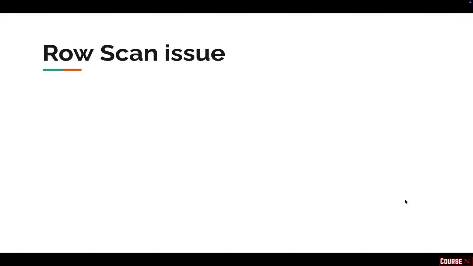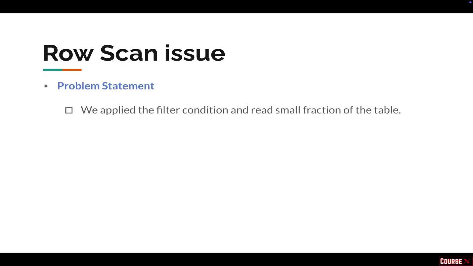Welcome back. In this lesson we will understand an issue called row scan issue. We will understand it with a problem. Let's see the problem statement. We have a team, and the team is reading data from a table. They are saying that they have applied a filter condition and read a small fraction of the table. So they are not reading the full table, they are applying a filter condition to read a small portion of the data from the large table.